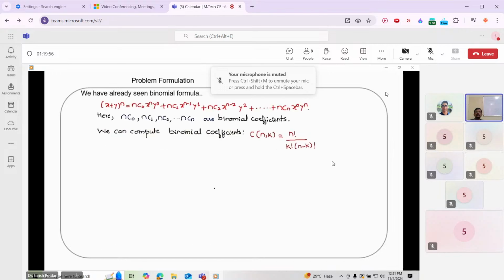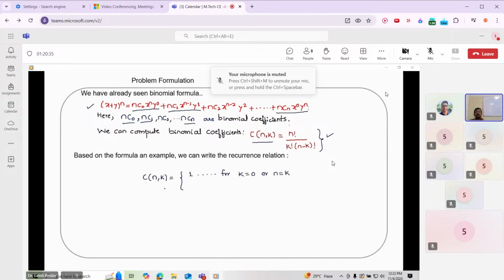So I had already discussed this. X plus y raised to n can be written as nc0 x raised to n, nc1 x raised to n minus 1, and so on up to ncn x raised to 0 y raised to n. And we had also seen nc0, nc1, and so on. They're all binomial coefficients, and binomial coefficients can be determined using this formula. Now, based on this formula and the example which we took earlier, x plus y raised to 5, based on that we can write a recurrence relation.